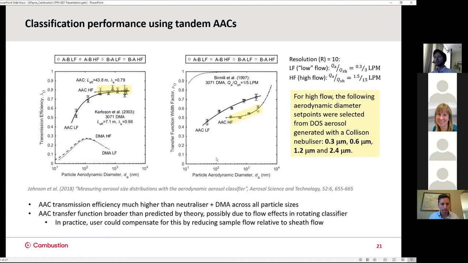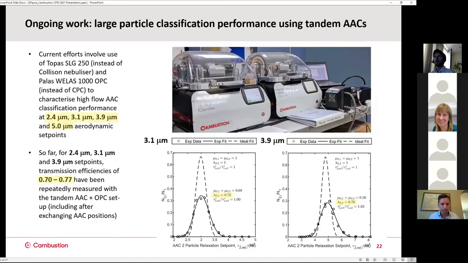And then the AAC broadening results on the right. So the transfer function is actually broader than predicted by theory, which is possibly due to flow effects in the rotating classifier. And in practice, the user could compensate for this by simply reducing the sample flow relative to the sheath flow. So the high flow results are highlighted in yellow because they're of interest here. So at the time, that was using a DOS aerosol from a Collison nebulizer to look at 0.3, 0.6, 1.2, and 2.4 microns.